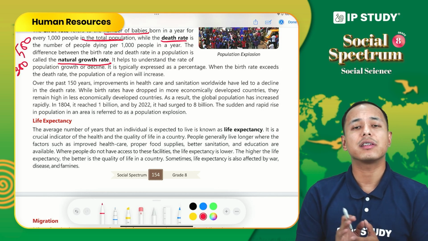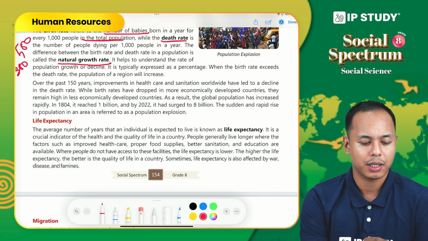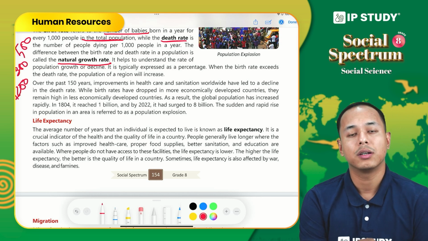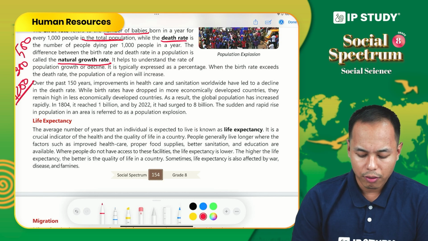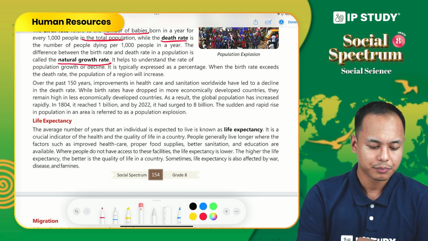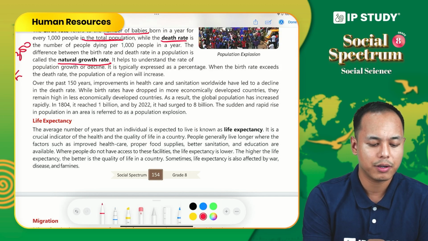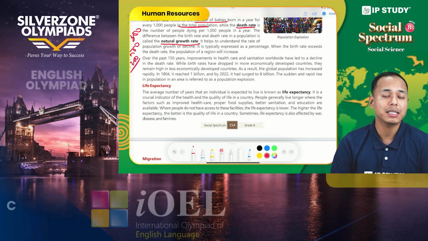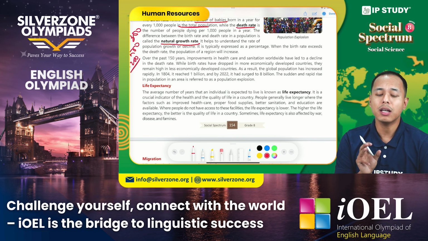So what does the difference mean? Suppose the birth rate is higher than the death rate. Here 500 babies were born, only 300 people died. So we have an increase of 200. As such, we can say the population has increased. Or it is also possible that the situation can be reversed. 300 babies were born, 500 people died, minus 200. We can say the population has declined. So the difference between the birth rate and death rate is called the natural growth rate.